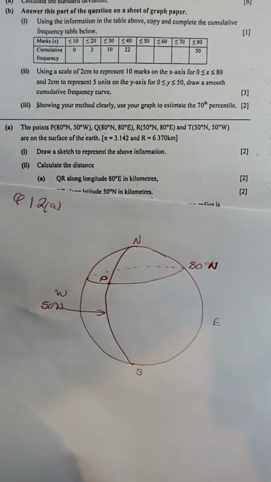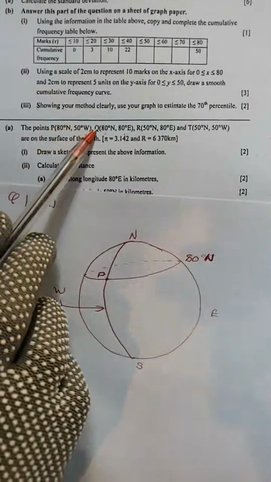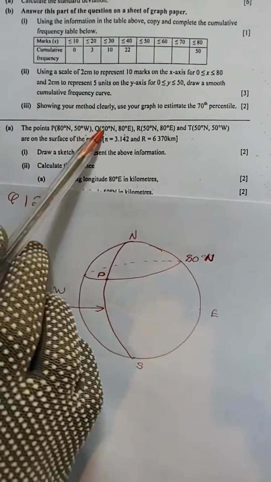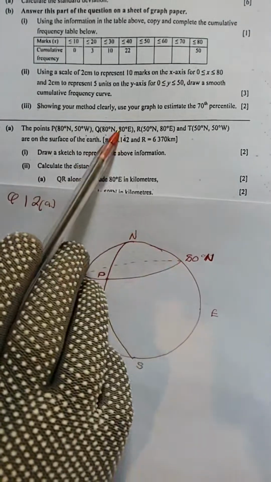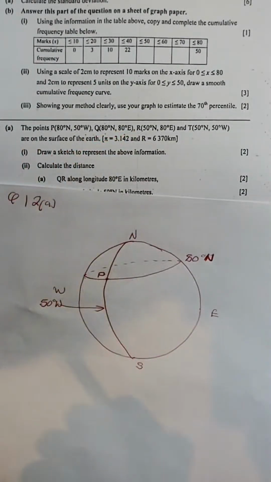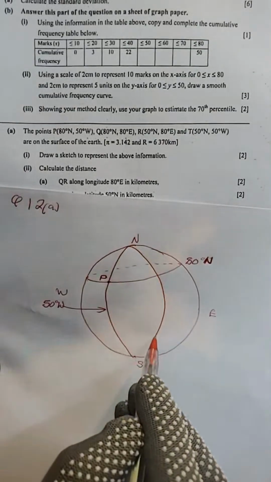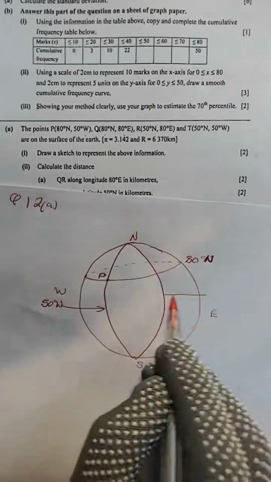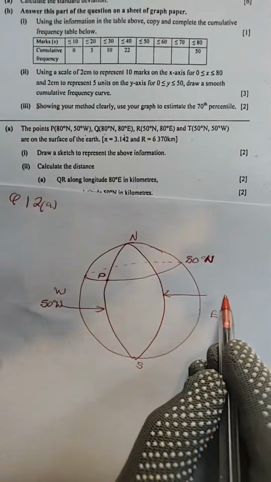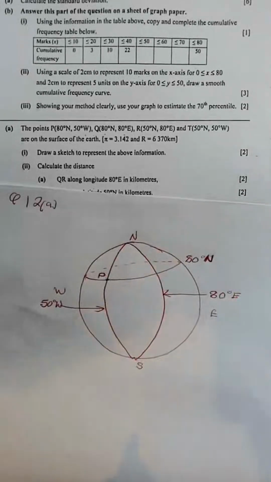Then the next thing is you go to the next point, of course. Point Q, they're saying it is 80 degrees north. We've already drawn this line 80 degrees north, but it is 80 degrees what? East. So it is this side. So I'm just going to draw the longitude on the eastern side. Then I will indicate that this is a line which is 80 degrees east.